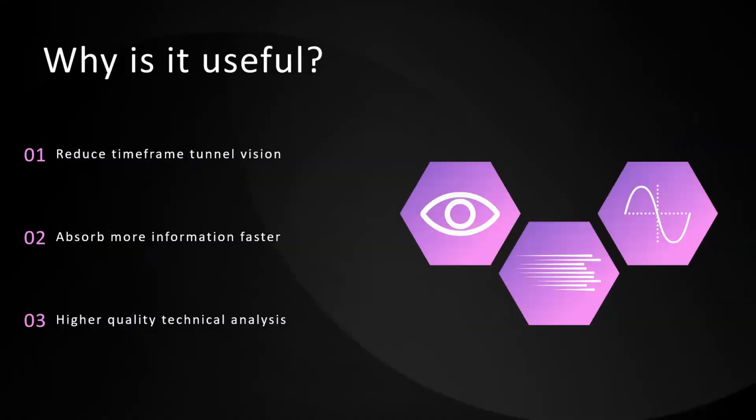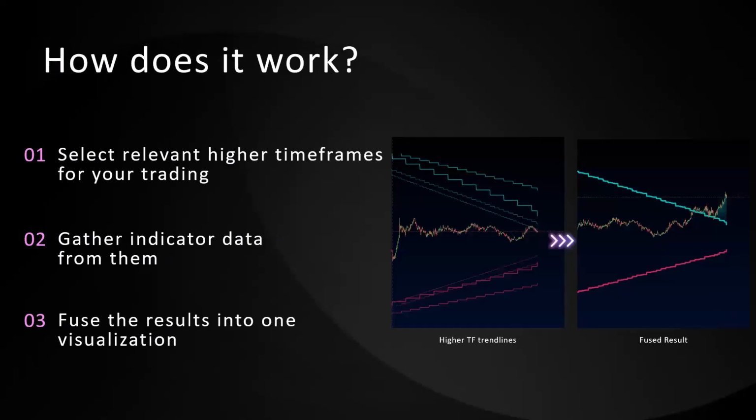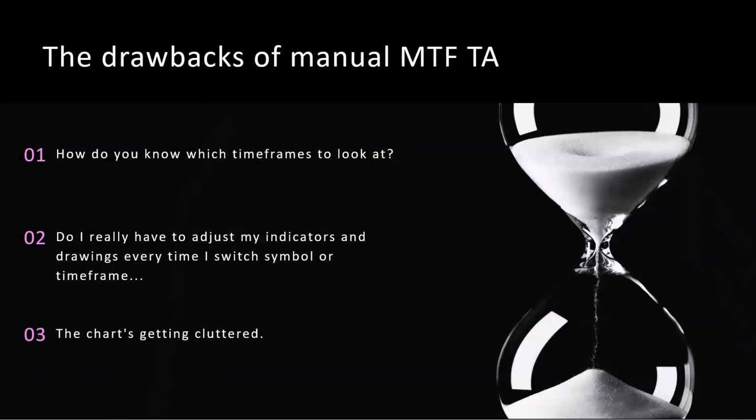And while we were talking about this method that I just described, where you take data from higher time frames and then combine them, you can technically do that yourself. You can take an indicator and put it on one time frame, another time frame, then average the result and draw that. Now, obviously, there are a lot of drawbacks to manual multi-time frame technical analysis.